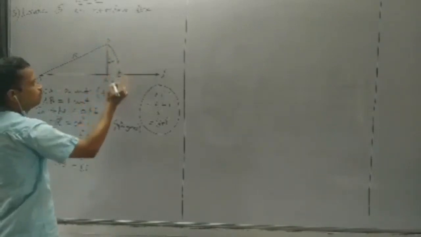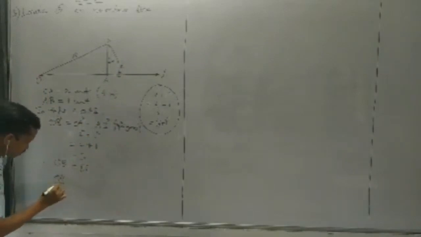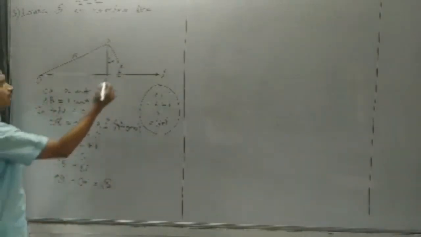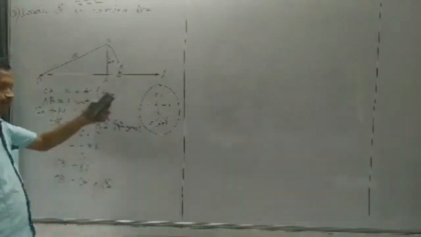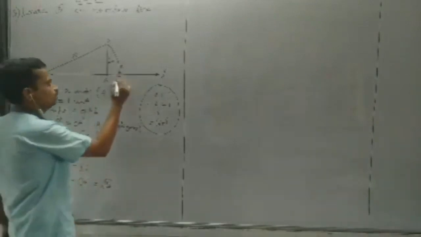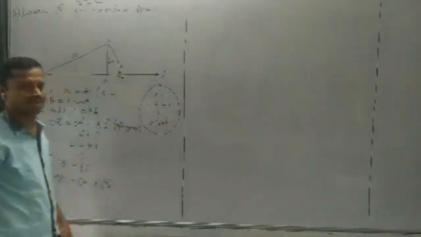So like that it will come. And this point we take as P. And now OB equal to OP equal to root 5. So now the point P is on the number line. So we located root 5 on the number line.